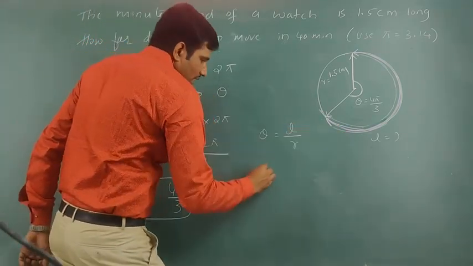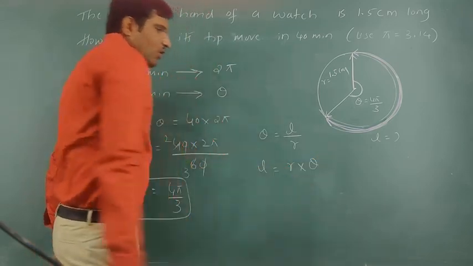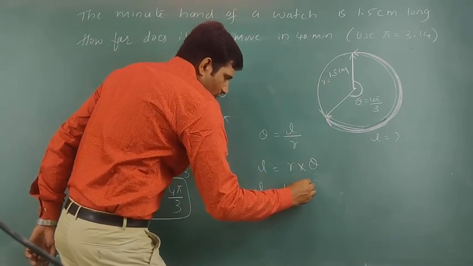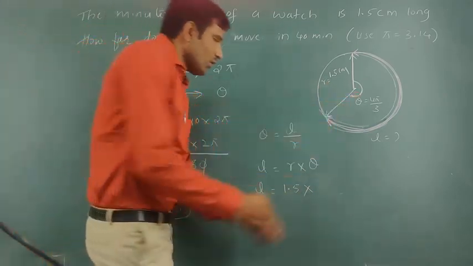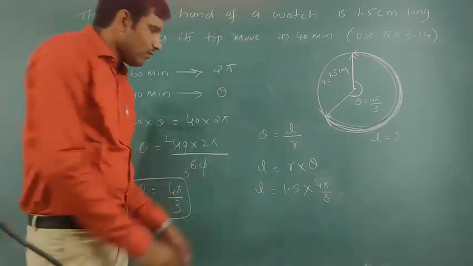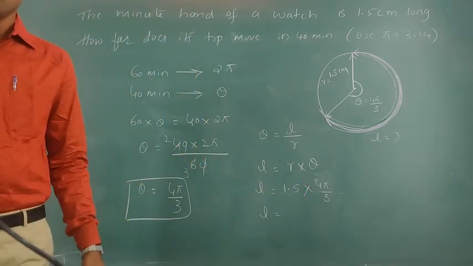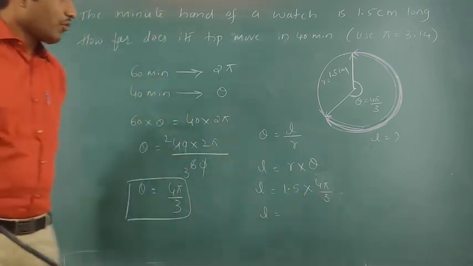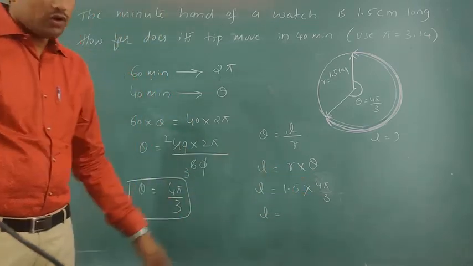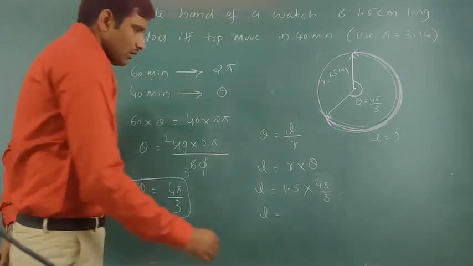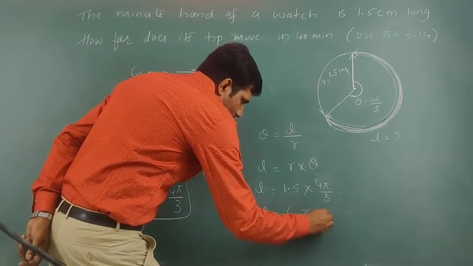Now we have to find L. L is nothing but R into theta. R value is 1.5, into theta. Theta is 4 pi by 3. Now substitute pi as 3.14 and tell me the value of L. Is it clear? R into theta, R value is 1.5, theta is 4 pi by 3. Now substitute pi as 3.14 and tell me the value of L. 6.28, sir. Now L is 6.28 centimeters.